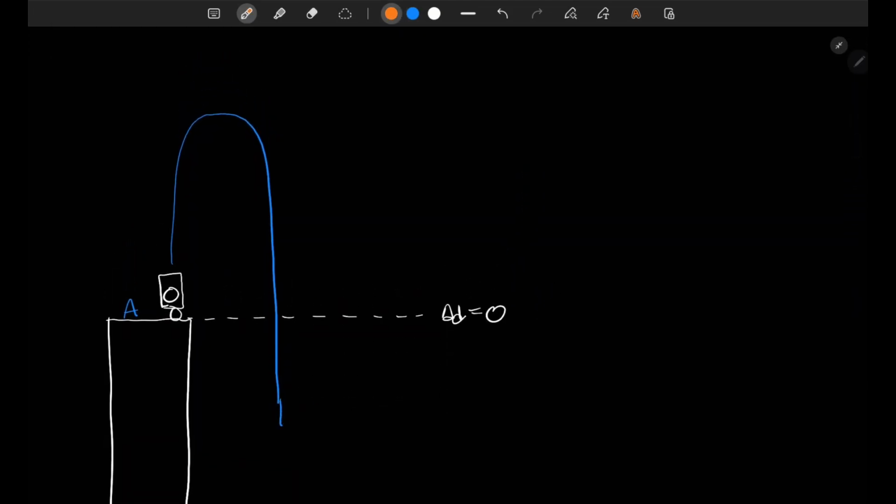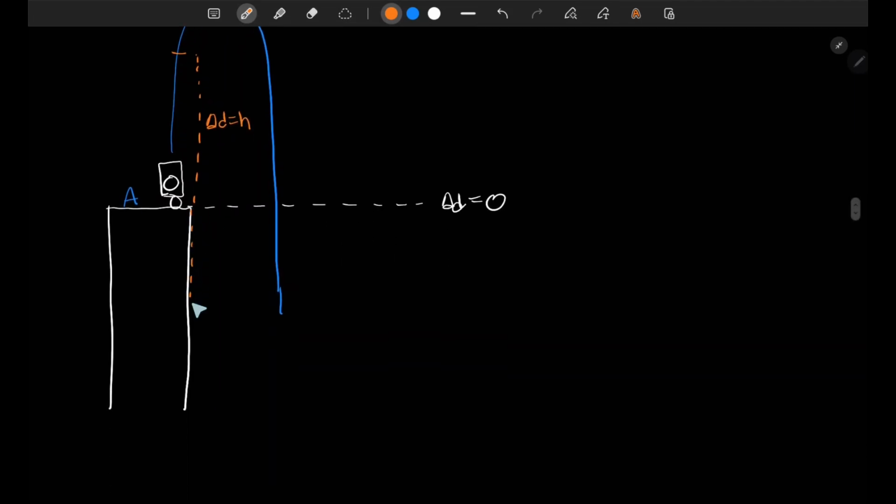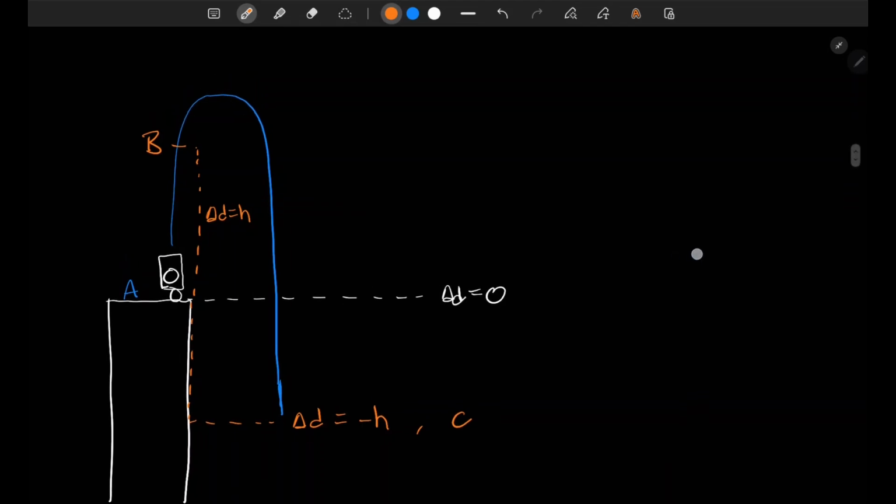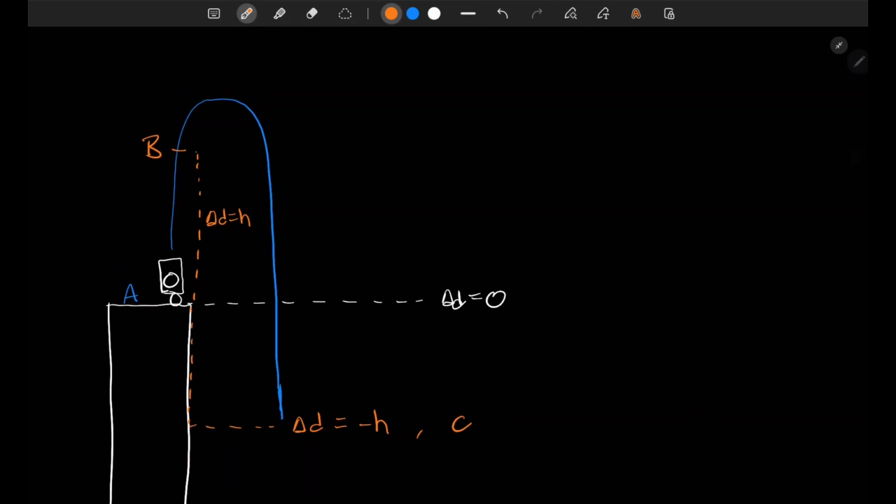And let's say at this height here, we'll call this delta d is equal to h. And then an equal distance down, we'll call this delta d is equal to minus h. Okay, and there's some velocity at, so we'll call this point B, and this point C. So there's some velocity at point B and at point C.